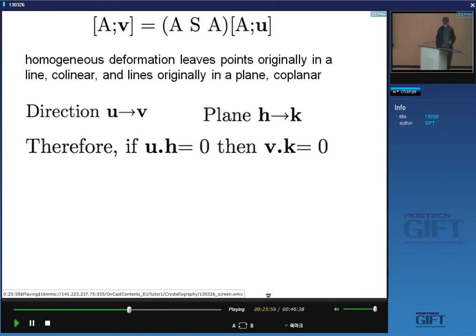So the direction u will change into a direction v as a consequence of the deformation, and a plane normal h will change into a plane normal k. And if the direction u lies in the plane h, then u dot h is zero. And it follows by the definition of a homogeneous deformation that v dot k will also be zero because v will lie in the plane k. That's simply the meaning of a homogeneous deformation. Everything is deformed uniformly.